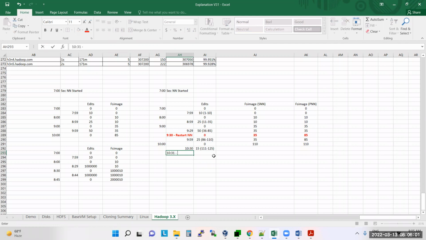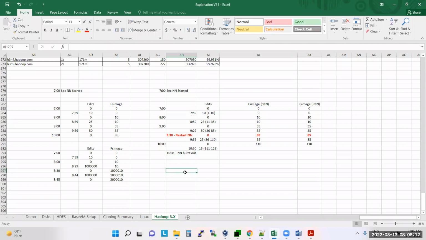Name node machine. What is burnt out? Due to high voltage, the name node machine is completely burnt out. The disk got damaged, the motherboard got damaged, the RAM got damaged, the processor got damaged, everything got damaged. Completely burnt out. What will happen, guys, now?